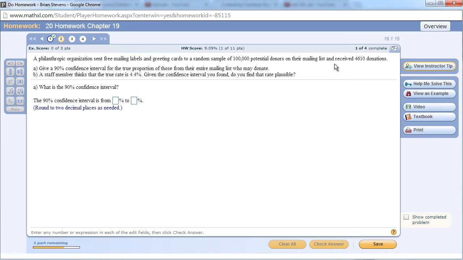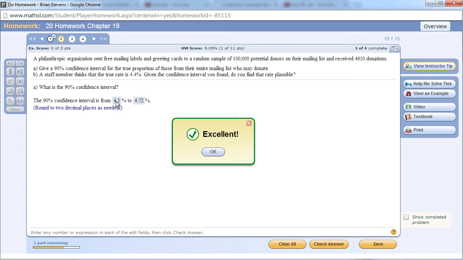From here, you will put in x, which is your number of successes, 4,610, and then your sample size, 100,000. Next, you will need to give your confidence level of 90%. You can hit calculate, and the answer is instantaneously given to you. Now, here's the problem we run into as I type in the answer. A lot of people won't realize when to use which things on the calculator.